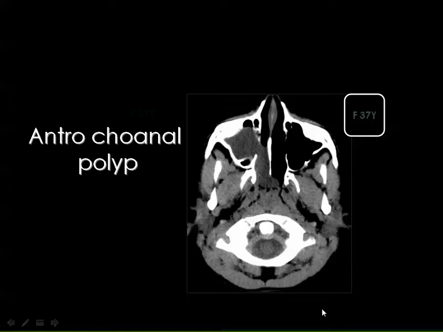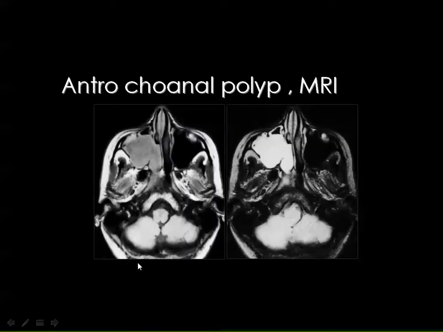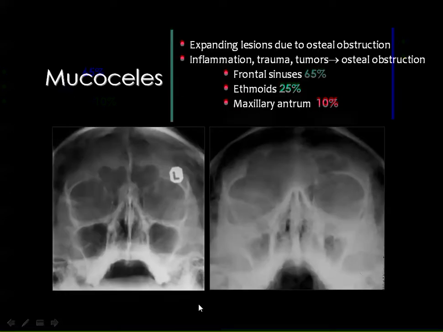You know that the maxillary sinus also has secondary ostia, and this is one of them. This is opacification of the antrum, and the lesion is going through one of the secondary ostia into the nose and then into the nasopharynx. Diagnostic of antrochoanal polyp. And this is an antrochoanal polyp by MRI. This is the proton density image, and this is the T2 weighted image. You see a mass in the antrum which is continuous with a mass in the nasal fossa.